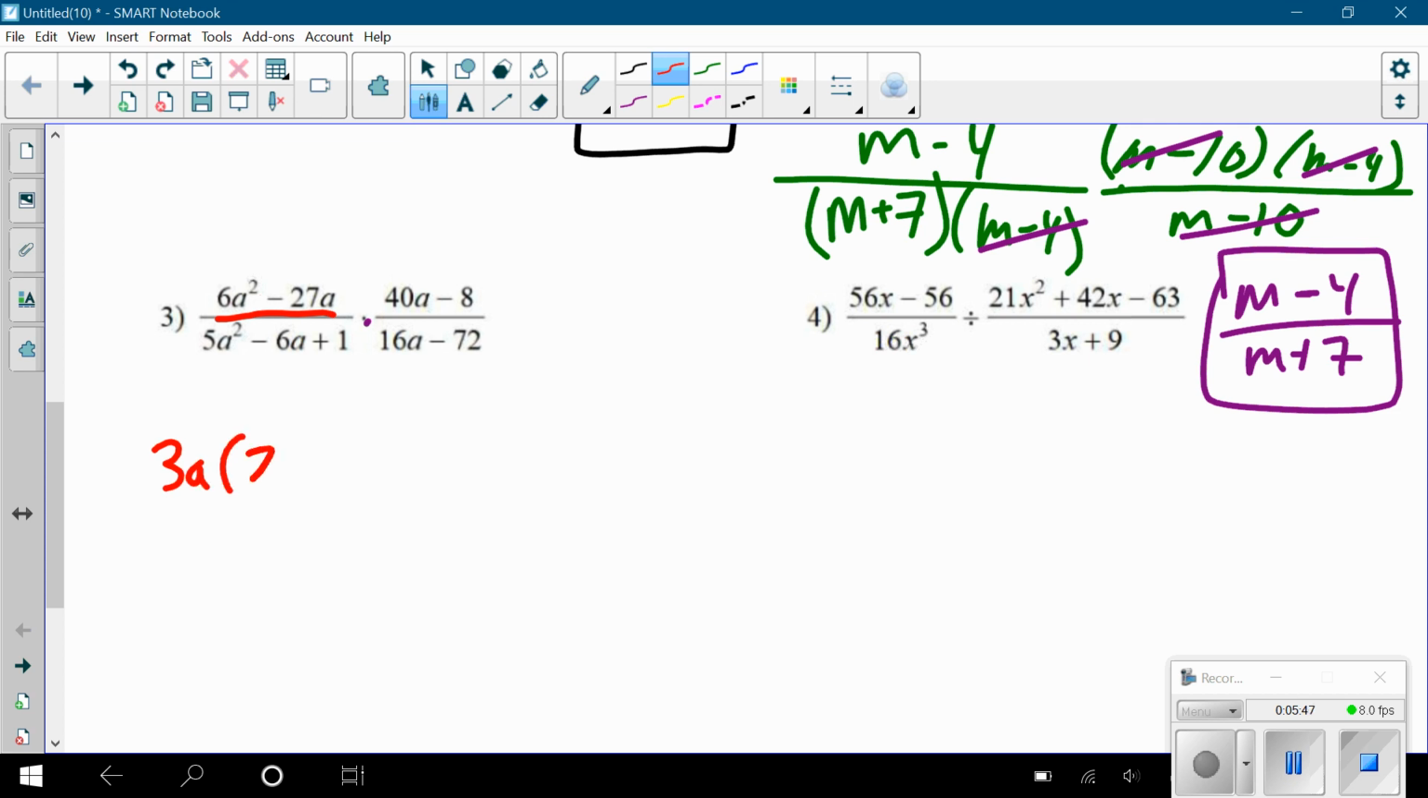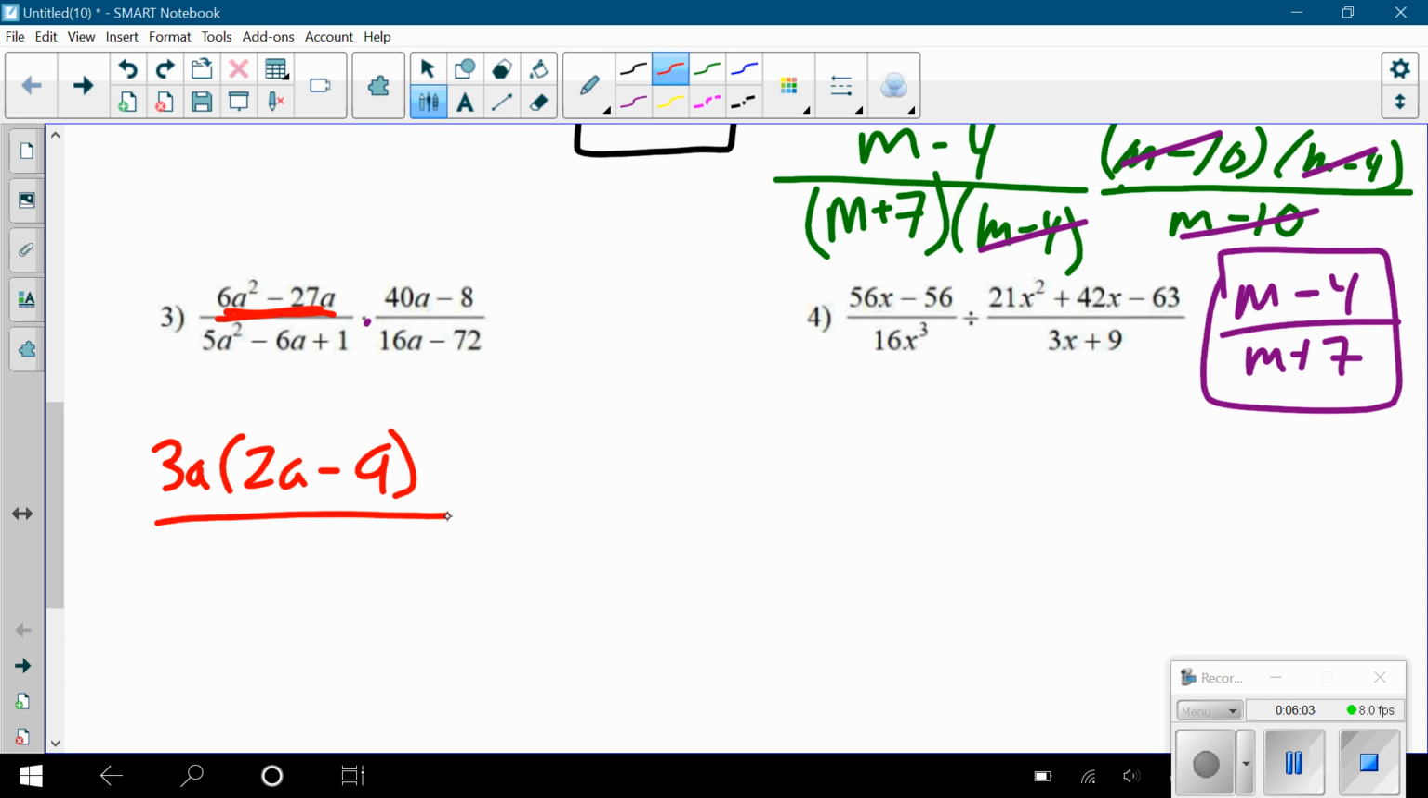What am I left with? 2A minus 9. If you're confused about taking a GCF out, remember you're thinking about it as taking that red thing up here and dividing it by 3A. That's the way to think about it.